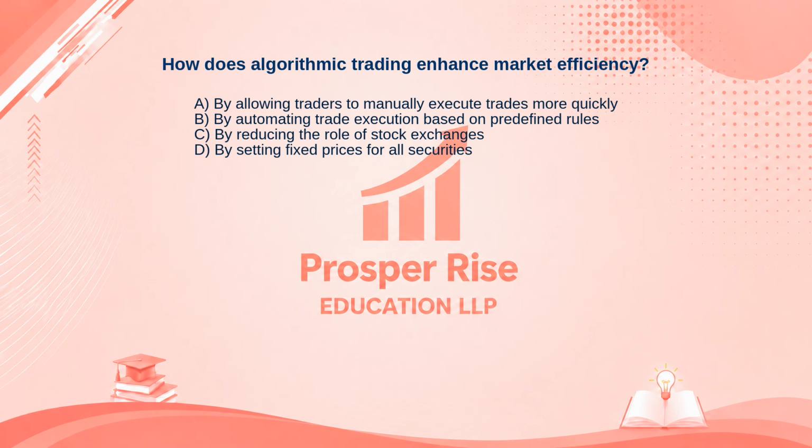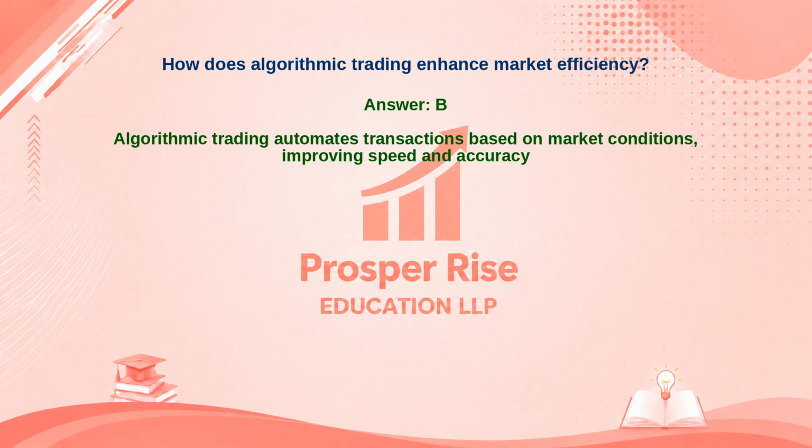Take a moment to pause the video and decide. The correct answer is option B. Let's see why. Algorithmic trading automates transactions based on market conditions, improving speed and accuracy.